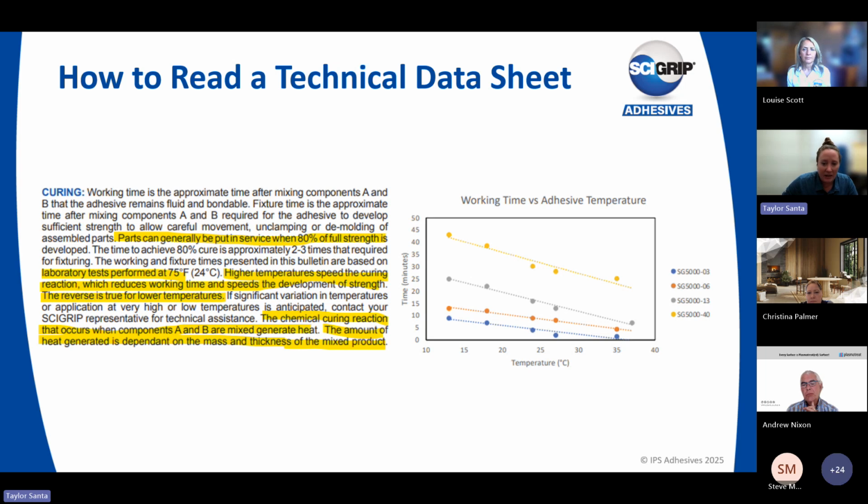Much of what we talked about today regarding adhesive specification considerations can be found on the SCIGRIP Adhesive technical data sheets for each product.